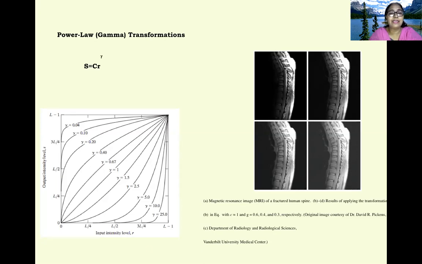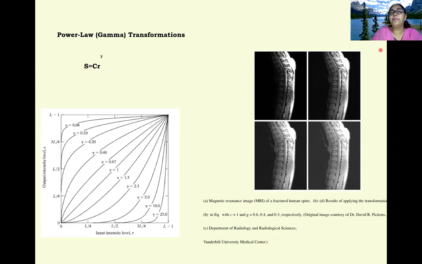In this figure, the x-axis is the input intensity and the y-axis is the output intensity. According to the value of gamma, from 0.25 to 0.4, different stretching will be there.